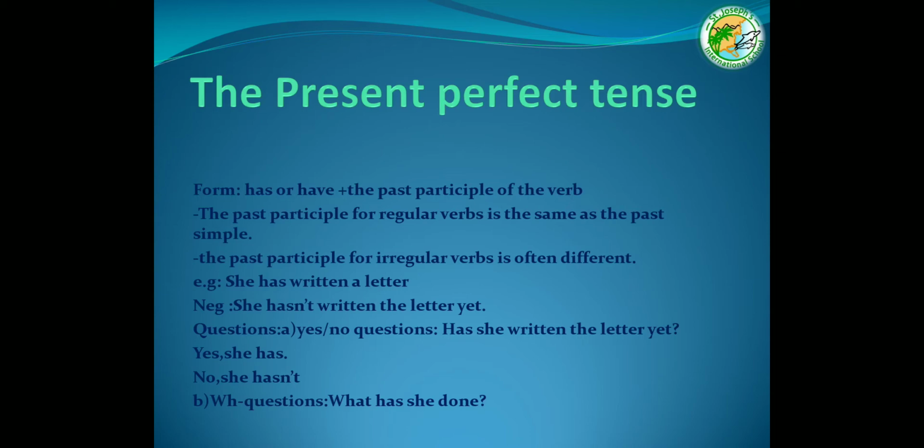First, how can we form the present perfect tense? We form the present perfect tense by adding have or has after the subject, then the past participle of the verb. The past participle for regular verbs is the same as the past simple, but the past simple for irregular verbs is often different. Example: she has written a letter. Written is the past participle of the verb write.